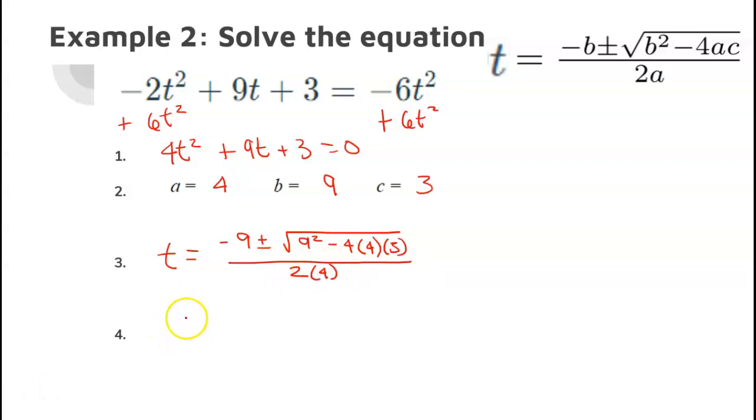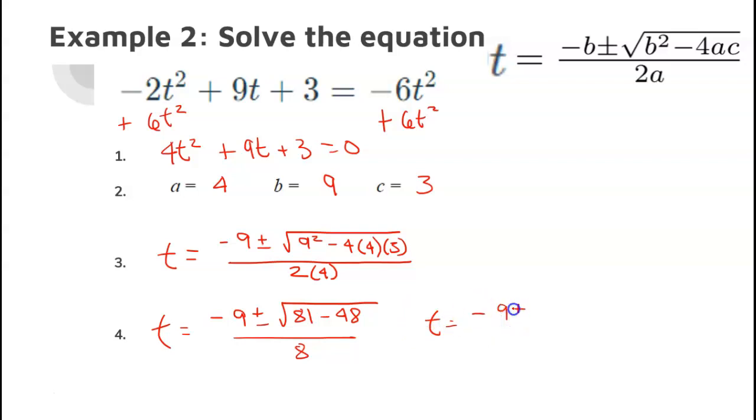And finally, we're going to simplify and solve for our x. So t is going to be our x instead. So t is equal to negative 9 plus or minus the square root of 81 minus 16 times 3 is 48 over 8. And that's going to simplify to t is equal to negative 9 plus or minus the square root of 33 over 8.